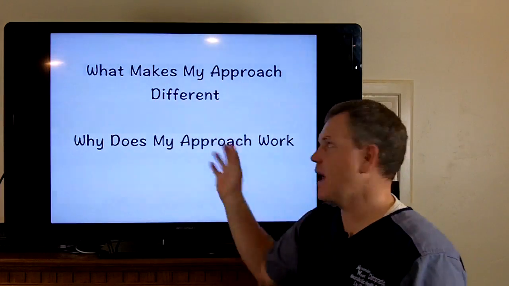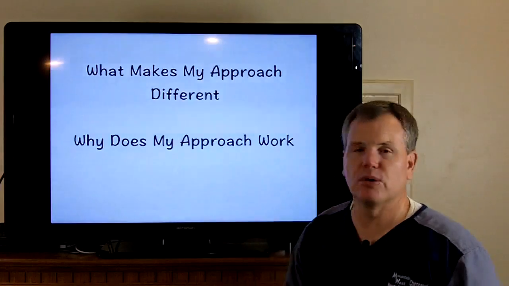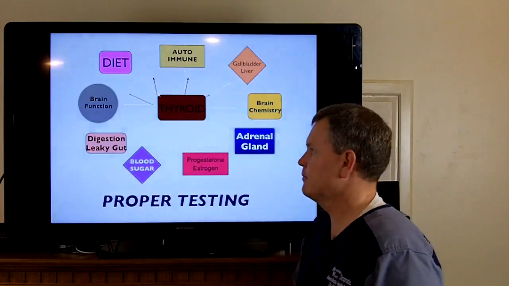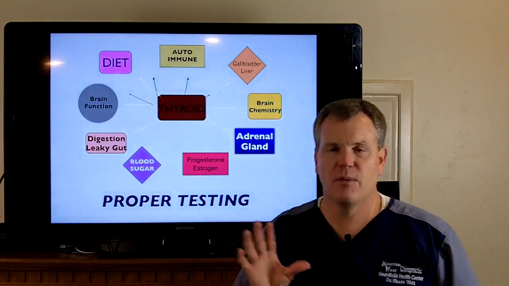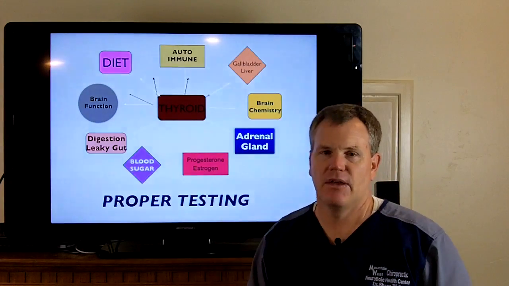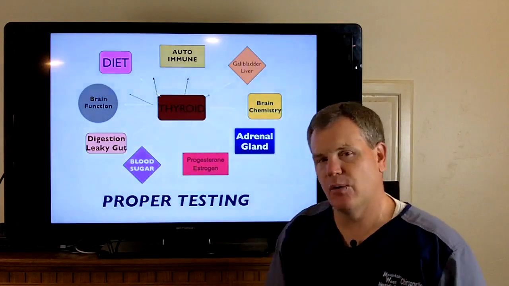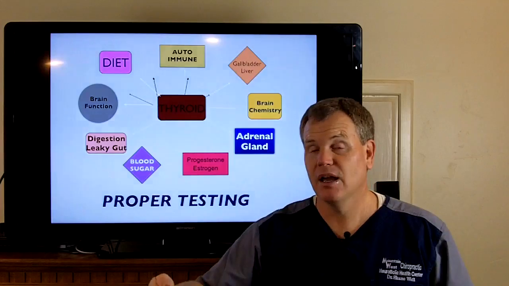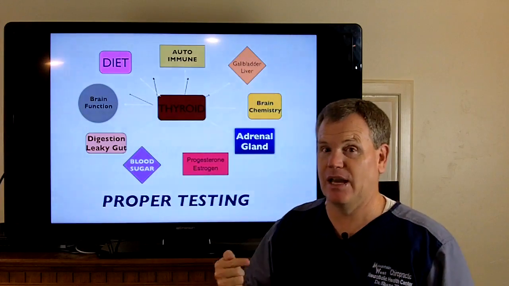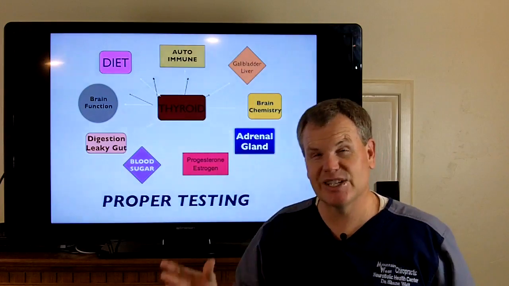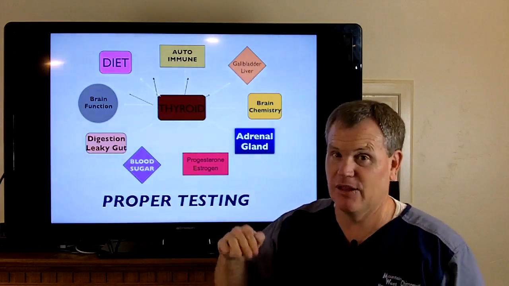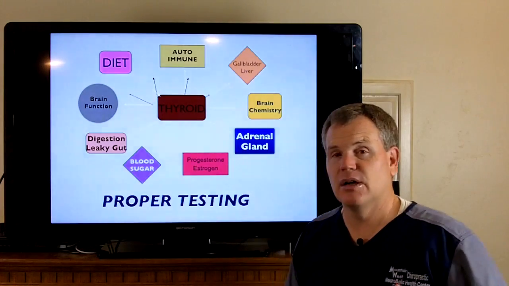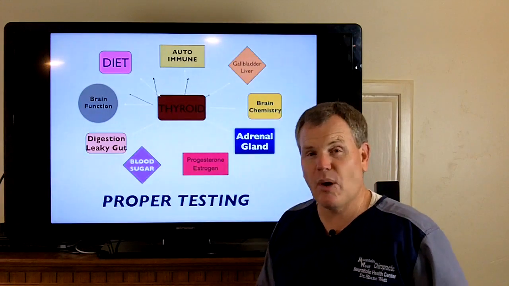So what makes my approach different? And why does my approach work? Well, we are different. We're drastically different. In the medical model that you've been dealing with, your doctor has gone after the thyroid gland. And he really hasn't even gone after the thyroid gland. If you watched part 1, I talked about how they go after the TSH, which is actually the pituitary stimulating the thyroid gland. They really don't go after the thyroid gland. And your medications for those are only partly effective.